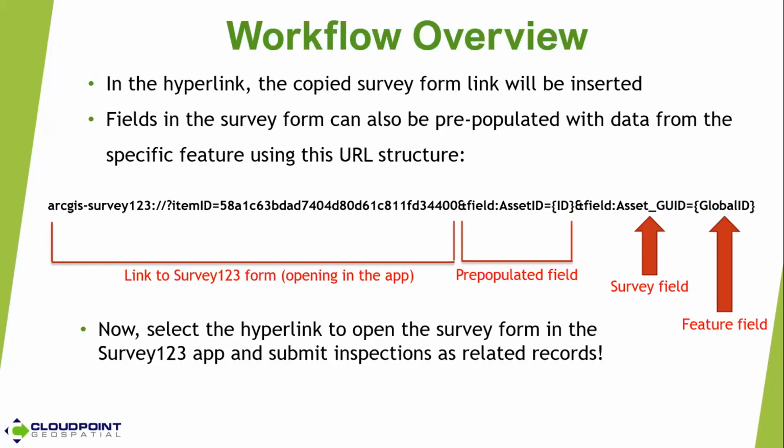specific culvert. So when I submit that Survey123 inspection form, it's going to use that asset GUID pre-populated in the form to relate back to that one specific individual culvert that the inspection was performed on. So that's kind of the breakdown there of that URL. And once we've got that configured, we are good to go with collecting and submitting inspections as related records.